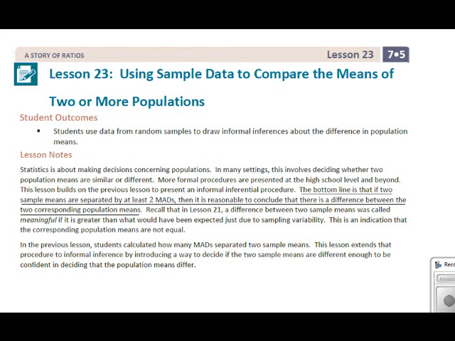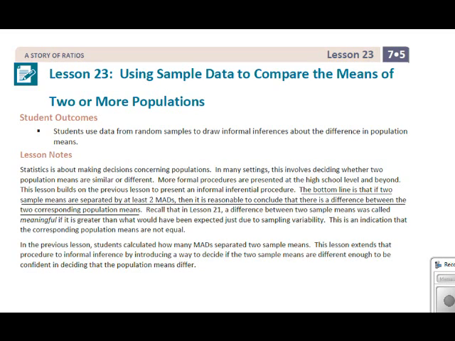This is Mrs. Appia with Lesson 23, using sample data to compare the means of two or more populations. Student outcomes for this lesson. Students use data from random samples to draw informal inferences about the difference in population means.